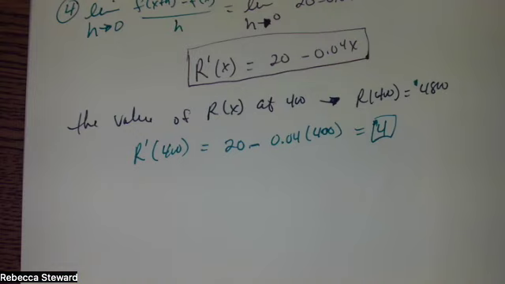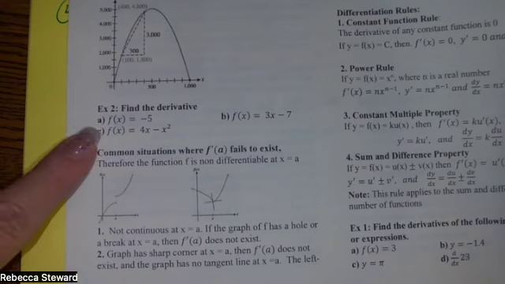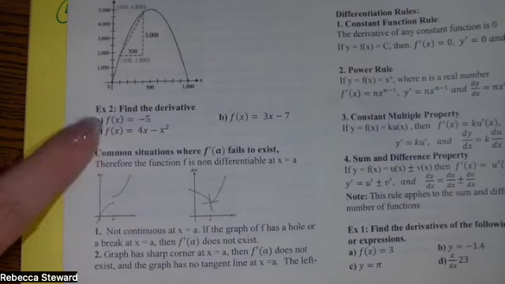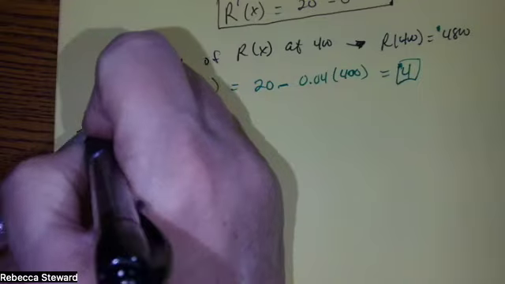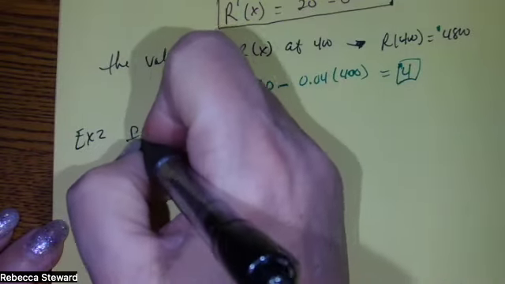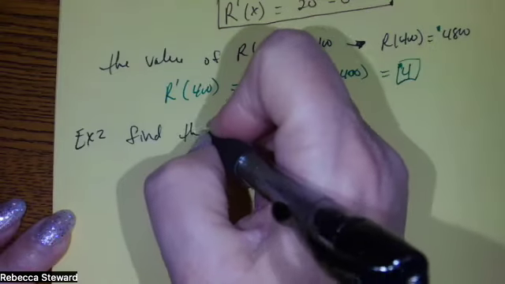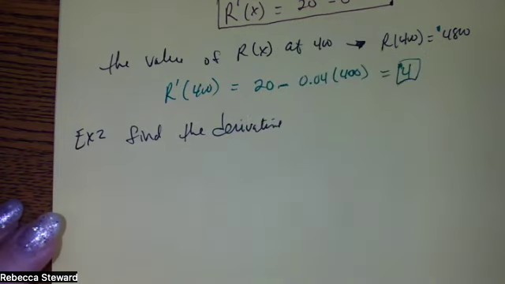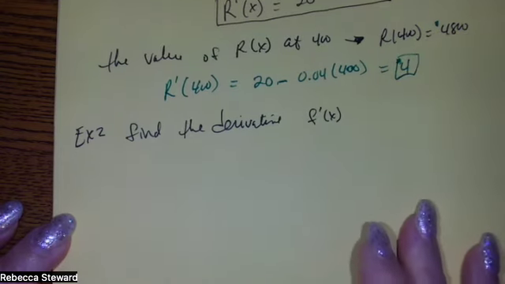Okay, so let's go look at problem 2. We're going to just find some derivatives. We're not necessarily going to do all of the long steps, but we are going to do some throughout our entire time with derivatives, so you understand how those work. For example 2, we want to find the derivative, and it looks like we're only doing f of x's.